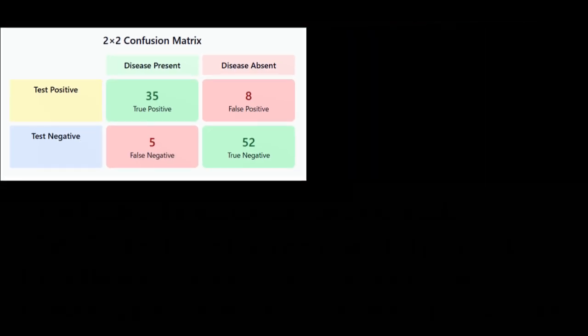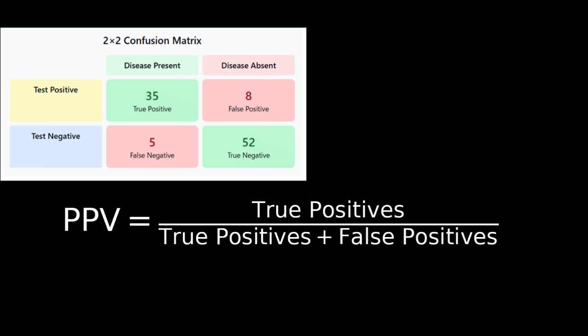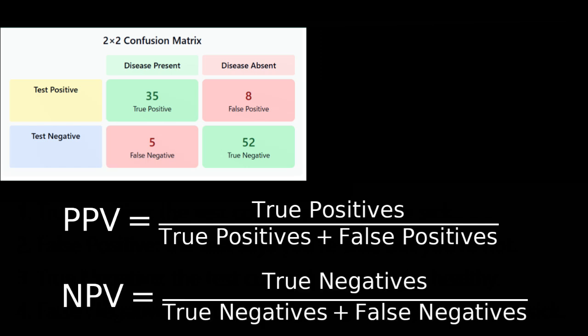From this table, we can define something intuitive: positive predictive value and negative predictive value. Positive predictive value is the proportion of people who test positive and actually have the disease. Negative predictive value is the proportion of people who test negative and truly do not have the disease. These are easy to understand because they match how we naturally think. If I got a positive result, what are the chances I really have the condition?